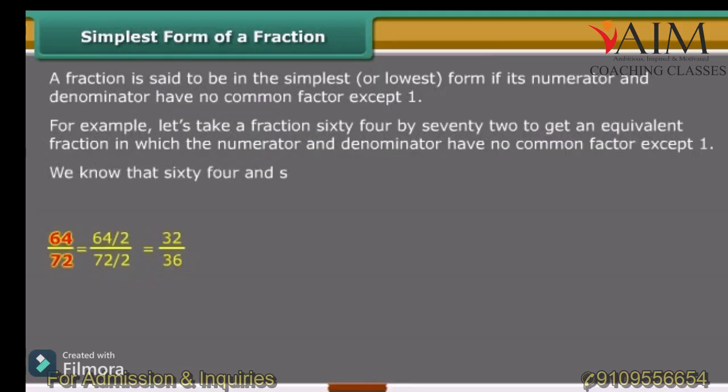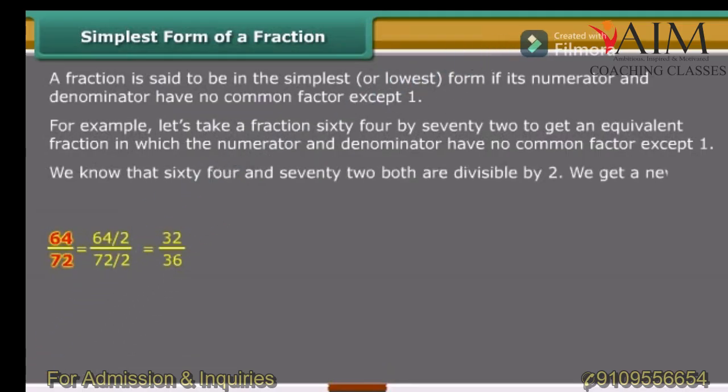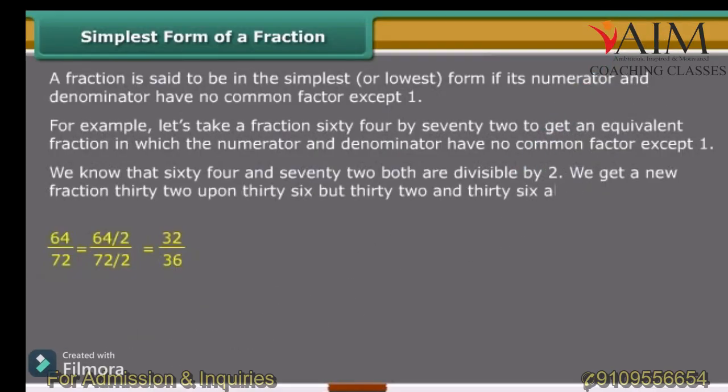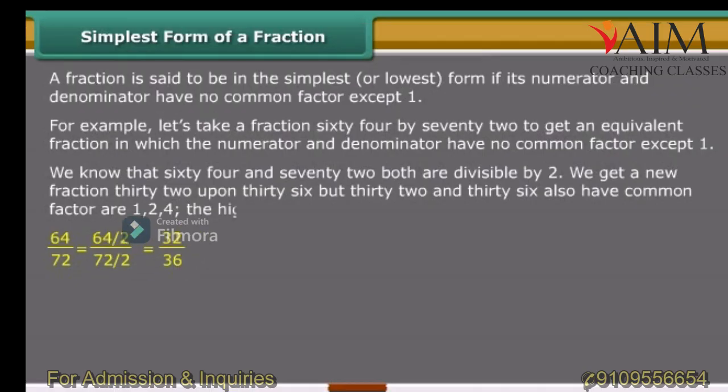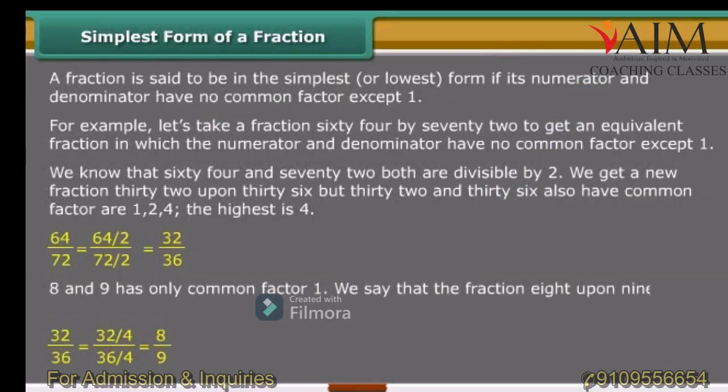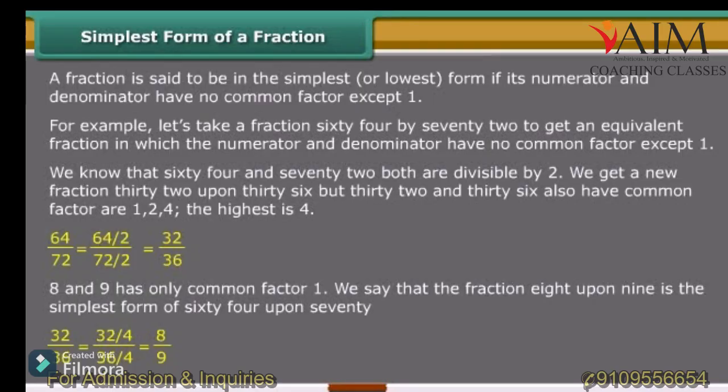We know that 64 and 72 both are divisible by 2. We get a new fraction 32/36, but 32 and 36 also have common factors 1, 2, 4. The highest is 4. 8 and 9 have only common factor 1. We say that the fraction 8/9 is the simplest form of 64/72.